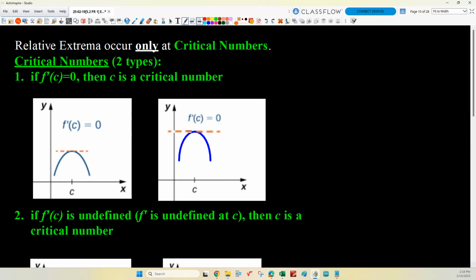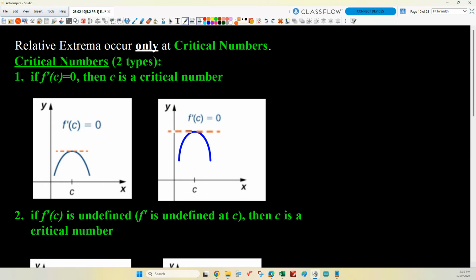And you've got to make sure you don't generalize too much on this, or you could make mistakes. This is a true statement. Relative extrema occur only at critical numbers, and we're going to define critical numbers as places where the derivative is either equal to 0 or it's undefined. Doesn't that make sense logically?